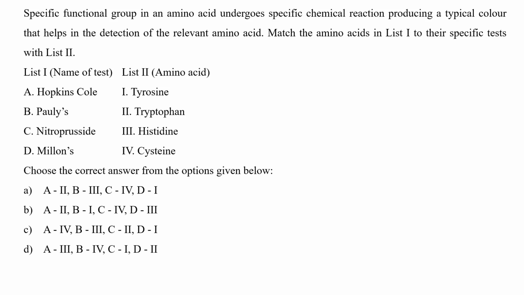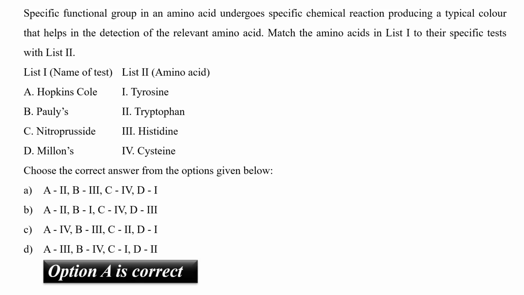Pauly's test is used for the qualitative detection of tyrosine and histidine. So, obviously, by using Pauly's test, we cannot differentiate between tyrosine and histidine. But in order to differentiate, we can use Millon's test because Millon's test is very specific for tyrosine. So D, that is Millon test, can be used for tyrosine, and indirectly Pauly test can be used for the histidine. That means B is connected with third. Leftover nitroprusside can be used to characterize the cysteine at alkaline pH. So A will be connected with 2, B will be connected with 3, C will be connected with 4, while D will be connected with first, that is option A.